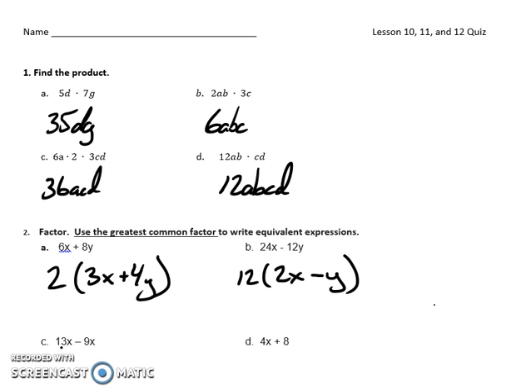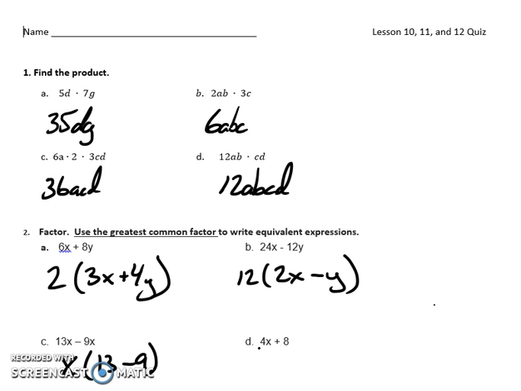All right, in letter C, 13 and 9, nothing's going to fit into both of those, but I do have an x that's in common. So I'm going to take out the x. 13 times what is 13x? Well, that's 13. And x times what is going to give me 9x? Well, that's going to give me 9. So that's it, ladies and gentlemen. That's all that you needed there.